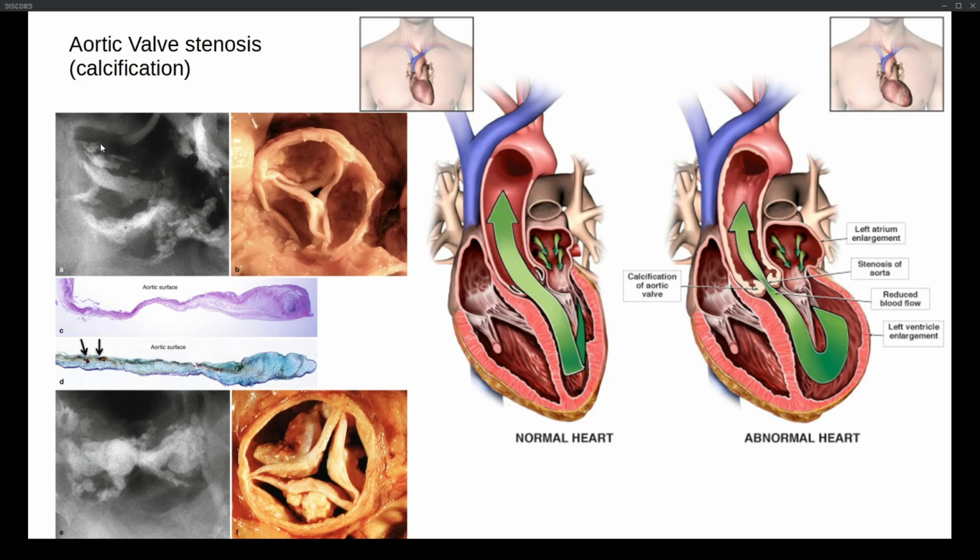You have over here also another X-ray. Because a calcification is much denser than the surrounding tissue, you can see it here as these white particles. And here's also a histology view of it. This should be a calcification over here. Here's again a picture of a normal heart, how it should be working normally with an aortic valve. So it just flows out. And here it is with a calcification.